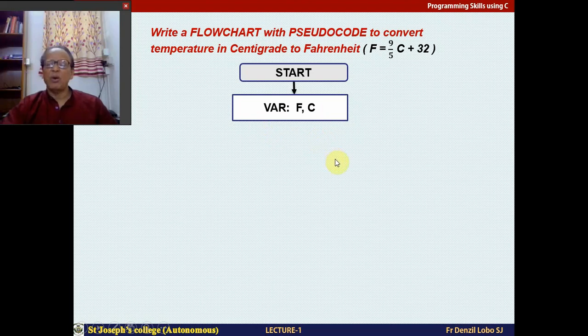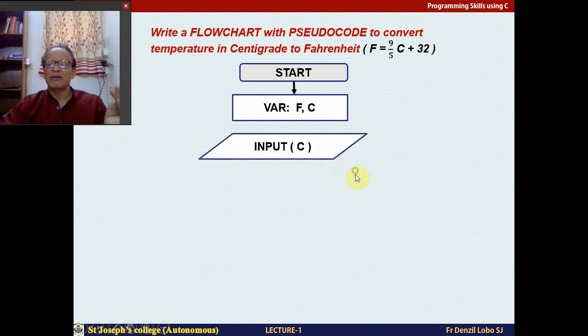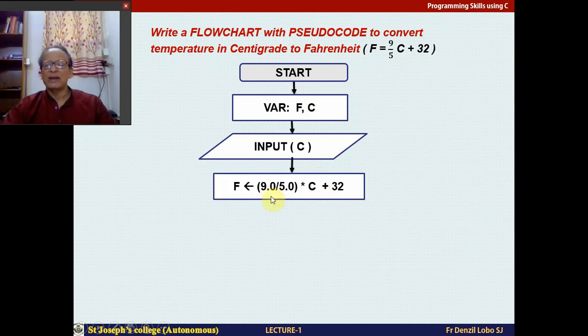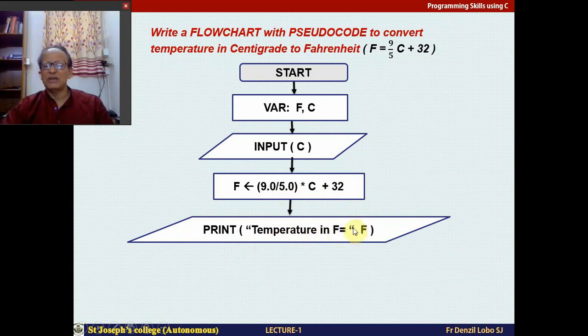And we have to input. What do we input? We input temperature in centigrade because we want to convert that into Fahrenheit. Therefore, input C. Value of C, you enter 0 or 100, etc. And once you have inputted, then you calculate the value of F using this formula. The formula is given. We have converted that into the assignment statement 9 by 5 into C plus 32. And with that, you now display the temperature in F. Suppose the value of C is 0, automatically all this goes, then only 32 is going to display. So then we come to the end of our flowchart.